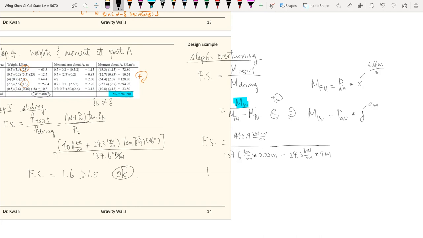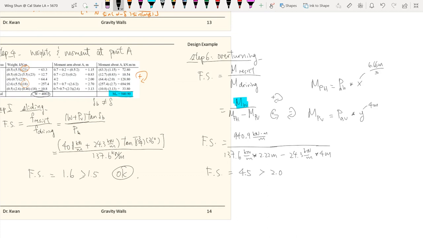So we do all that, the factor of safety for overturning is 4.5, which is significantly greater than the requirement of 2.0. So we should feel safe in terms of overturning. Sliding maybe is a little bit close to the threshold requirement. So there's a little bit of concern over there.